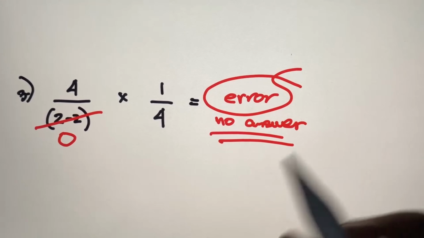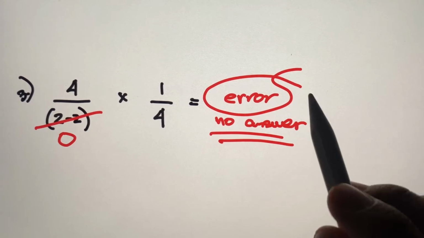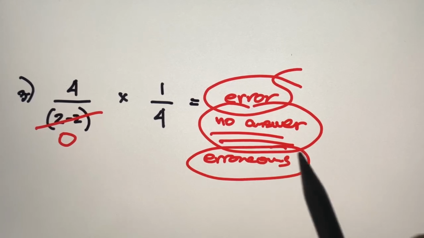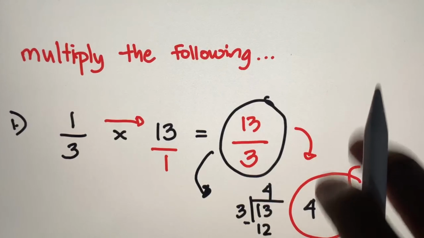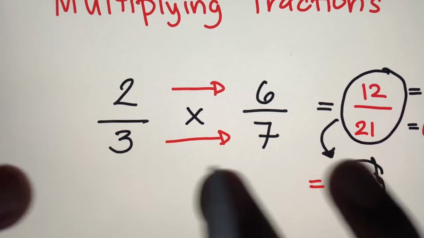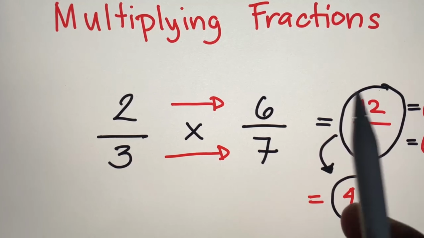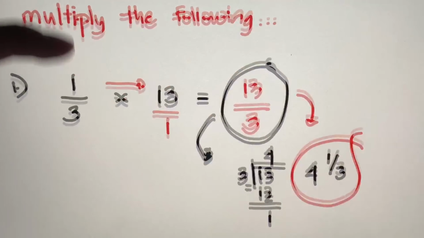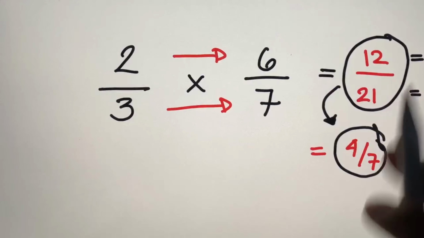And if it is an exam or a diagnostic test, it should be an error answer or no answer or an erroneous one. So an erroneous problem. I hope that you are clear with this one. Multiplying fractions in the operation of fractions is the easiest among all of the operations. This is much easier than addition, subtraction, and much better than division. I hope that you have enjoyed this video and have enjoyed the problems.